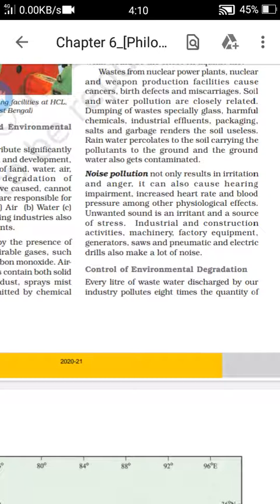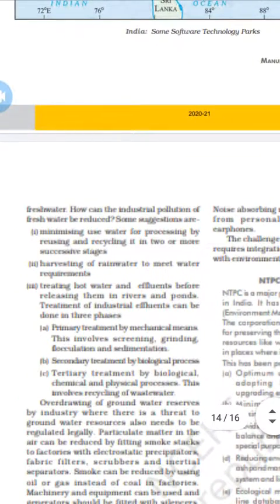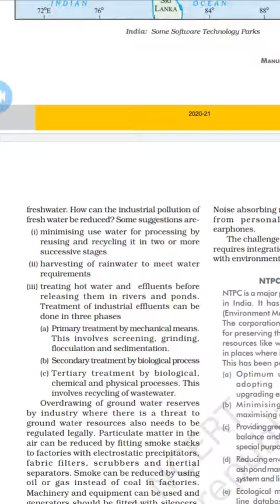So we have to discuss some suggestions for minimizing these pollutions. Minimizing the use of water in processes, that is reusing and recycling, and harvesting of rainwater. Hot water and sewage water should not be released directly, flowing into rivers and ponds.